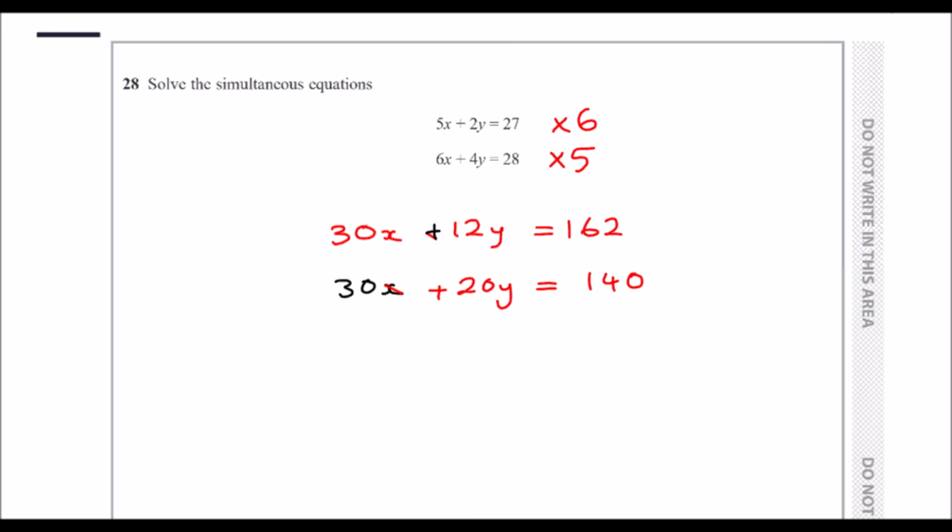So now I've made them the same, I can take them away. So take away, take away, take away. It doesn't matter if I do the top equation take away the bottom equation, or the bottom equation take away the top equation, as long as I do it consistently, as long as I do it for every term the same way. I'm going to do the bottom take away the top, just so I've got positive y. So 30x take away 30x is nothing. That's why we made them the same. 20y take away 12y is 8y. And 140 take away 162 will be negative 22.